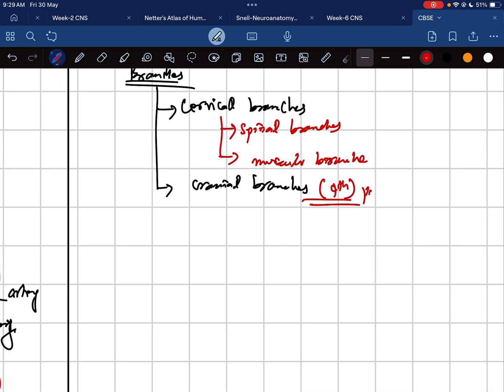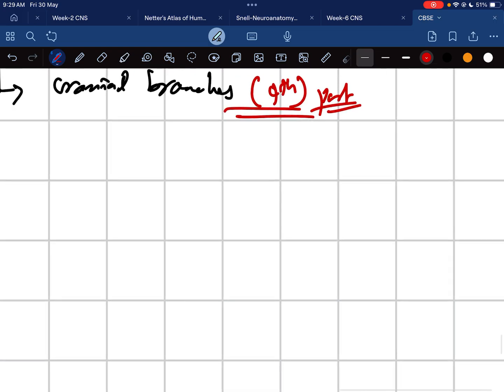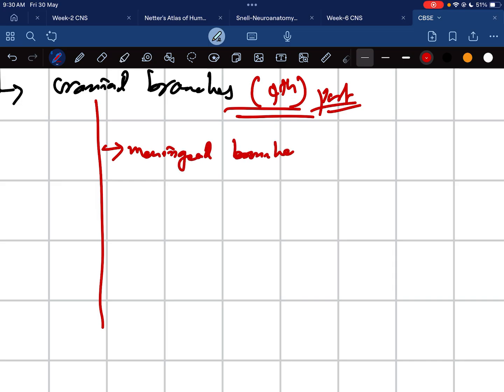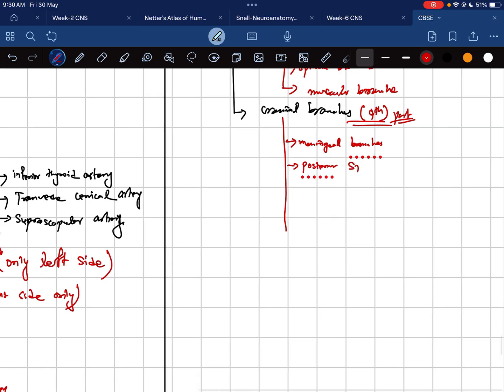In the fourth part there is a meningeal branch, then the posterior spinal artery, then the anterior spinal artery, then the posterior inferior cerebellar artery, PICA, then the medullary branches.